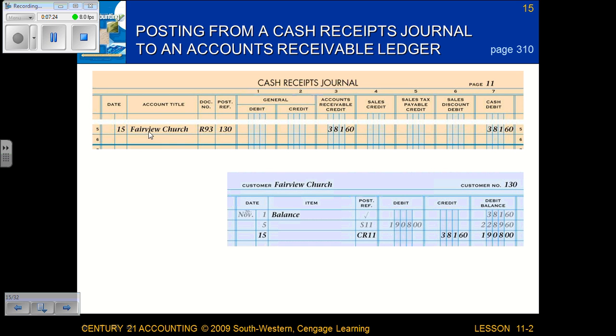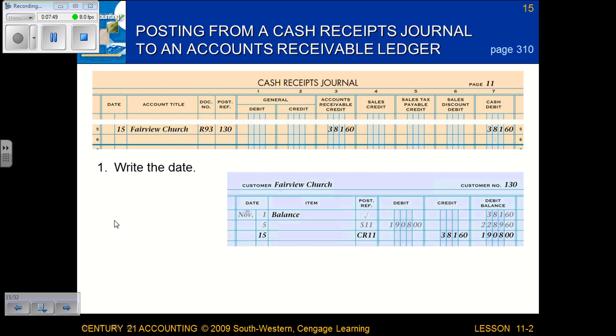So it looks like Fairview Church came in and they paid us $381.60. They wrote us a check or gave us cash for that, so we put it in our cash debit, and we put it in the accounts receivable credit because they want that taken off their ledger or taken off their bill so that it looks like they have paid that amount. So that's what we're going to do this time, is just post this information to their ledger.